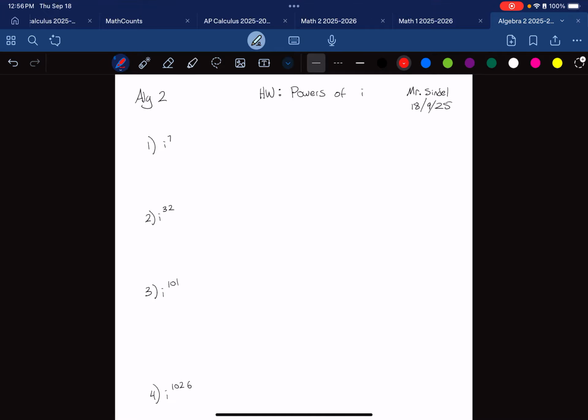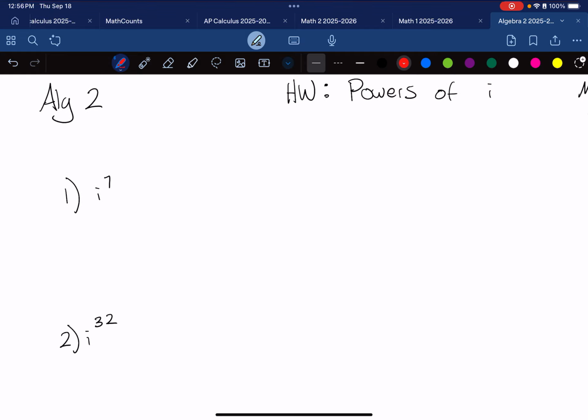This is Algebra 2 homework for powers of i. Today is the 18th of September, 2025. Remember that each of these answers is going to be one of four options.